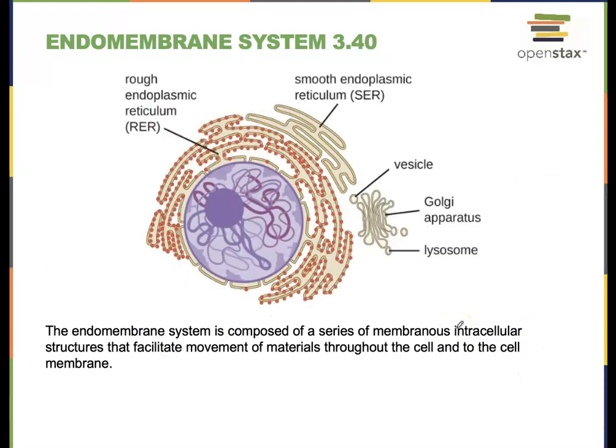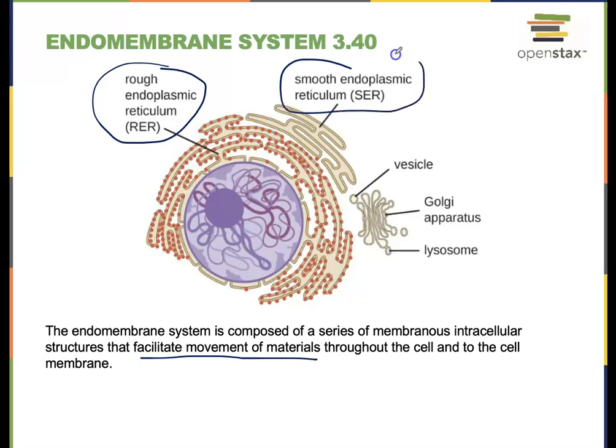Now, the endomembrane system is all of the membranes inside the cell that either physically contact each other or they share membranes by budding off vesicles and then fusing those vesicles. So let's talk about what's happening here. They're going to facilitate movement of materials through the cell and also out of the cell. What we have looking at here is one organelle called the rough ER and another very similar organelle called the smooth ER. So ER stands for endoplasmic reticulum.